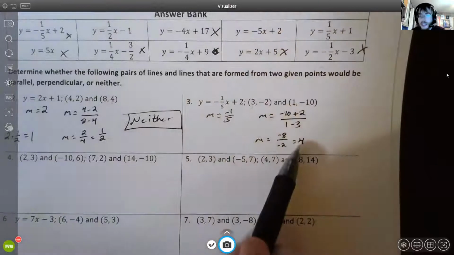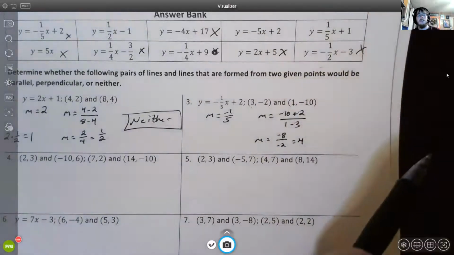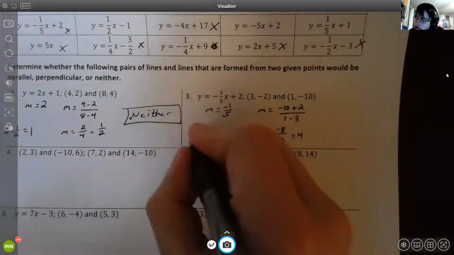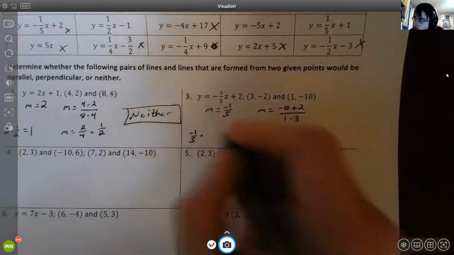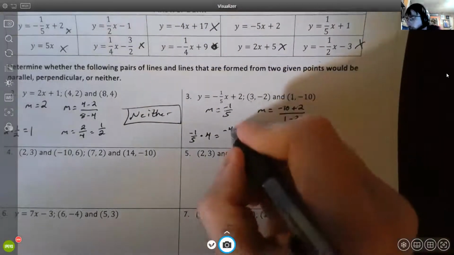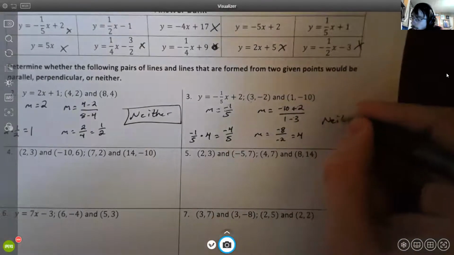So are these parallel? 4 and -1/5 are not the same, so no, they are not. Are they perpendicular? Well, if you multiply -1/5 times 4, do you get -1? No, you get -4/5. So this is also neither.